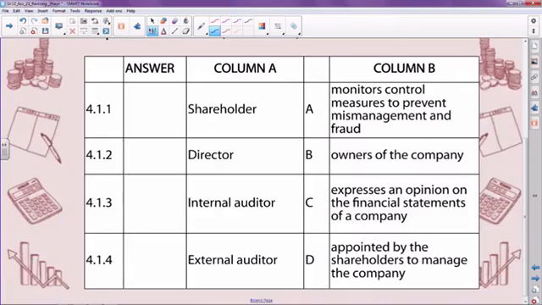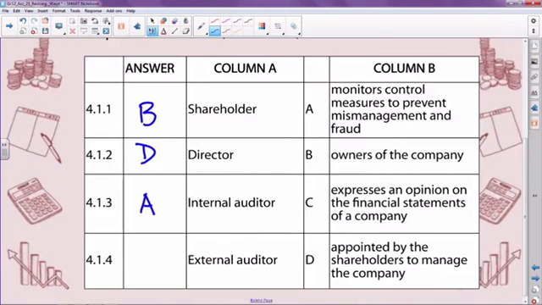Welcome back, grade 12s. Very simple. Shareholder, immediately you can see these are the owners of the company, so that would be the alphabet B. Director is appointed by the shareholders to manage the company, so obviously that would be D. Now watch this one. The internal auditor monitors control measures to prevent mismanagement and fraud. Definitely. Why? An internal auditor is appointed within the company to do internal control measures.